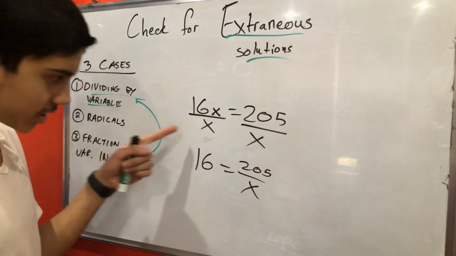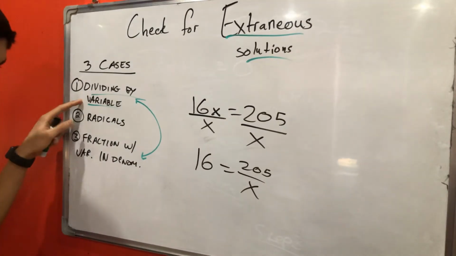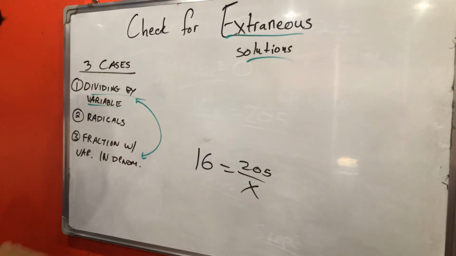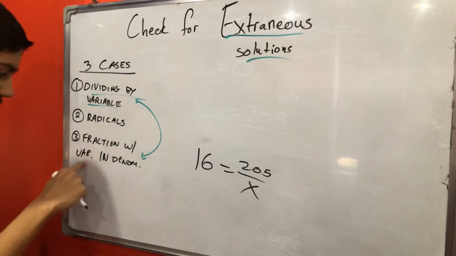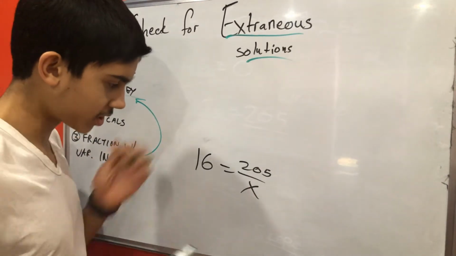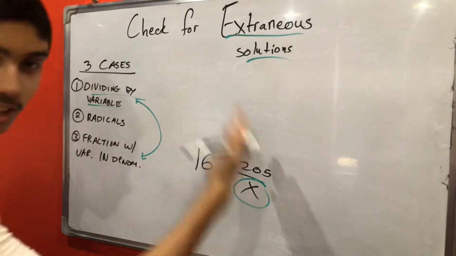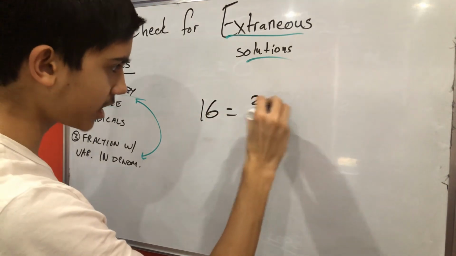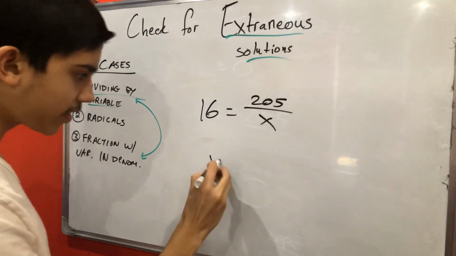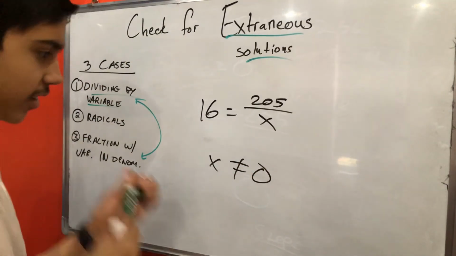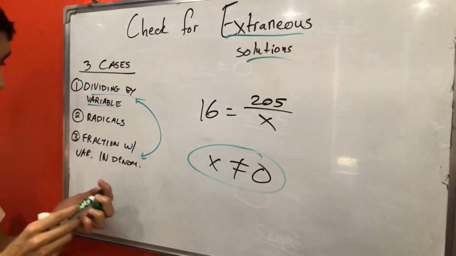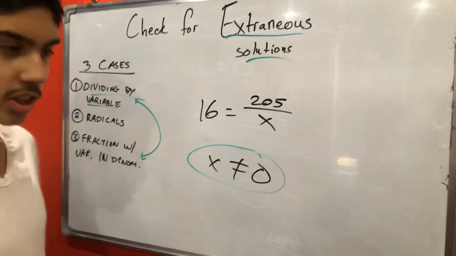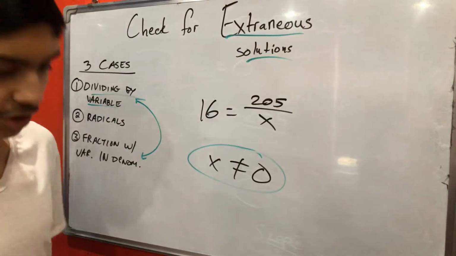Now the fact that we divided by a variable falls into our first case, and if we just have this, we also have a second case: a fraction with a variable in the denominator. This is the denominator of a fraction, and we have a variable. The reason we check in these cases is, let's say I have it written like this, 205 over x. x cannot be equal to 0, because we can never divide by 0. So whenever you're dividing by variables and you get answers, or whenever you have a fraction with just variables in the denominator, it's always a good call to check for extraneous solutions.